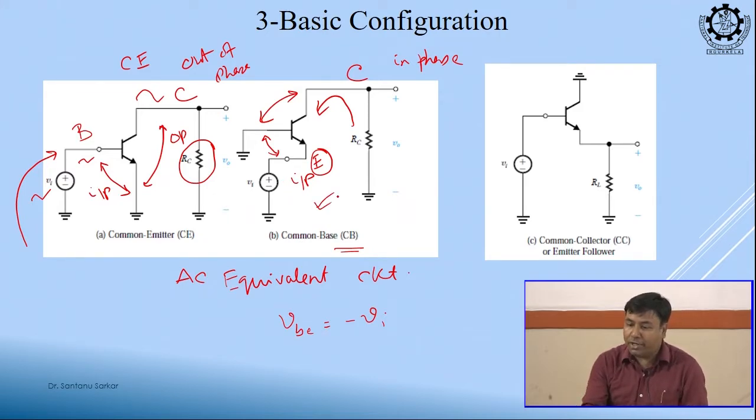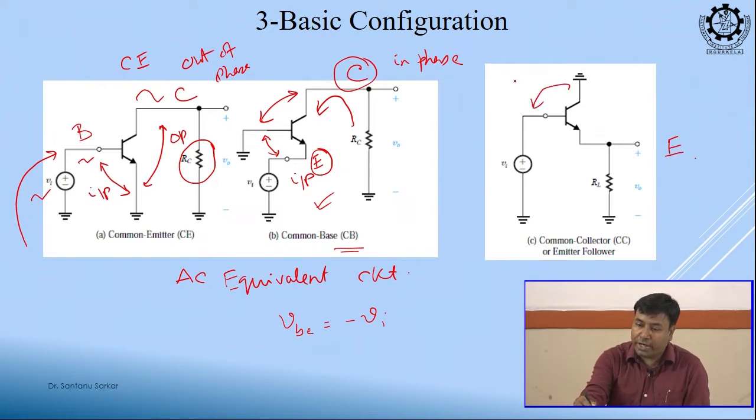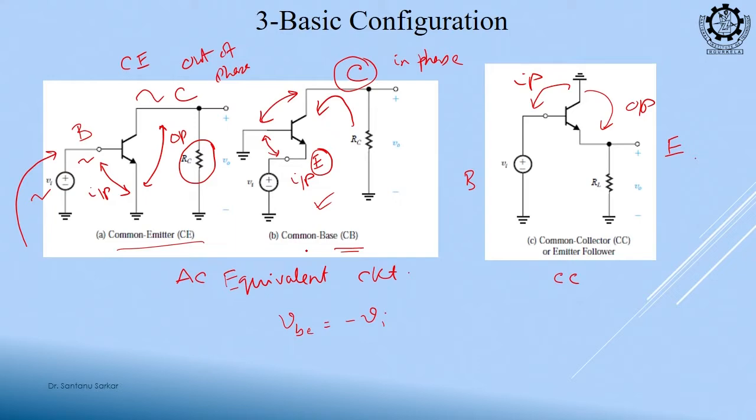Now, let us come to common collector. Collector is common. So, in the earlier case output was taken from collector, but now collector is common means AC ground. So, output should be taken from emitter. So, this is common to the input. So, input is given again to the base, and output we are taking from the emitter. So, this is common collector. So, these are our 3 different basic configurations. First one is common emitter, common base and common collector.